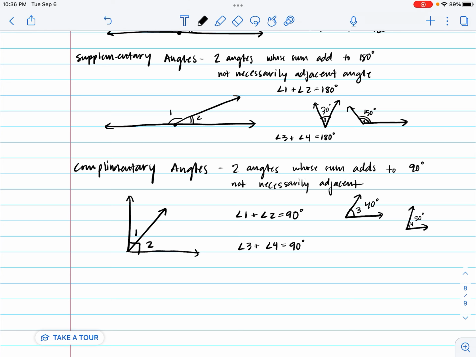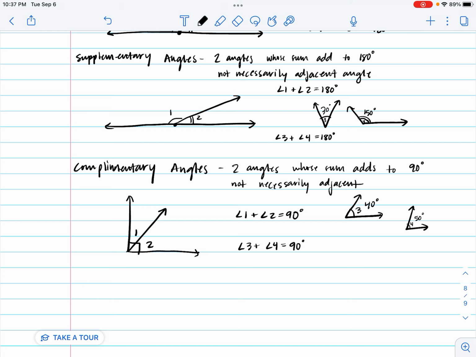Okay, so complementary. The way I personally remember this, C comes in the alphabet before S. C is 90, or it's smaller, or it comes sooner, so it's 90 degrees. S comes later, it's 180 degrees. I do it alphabetically. However you want to do it.